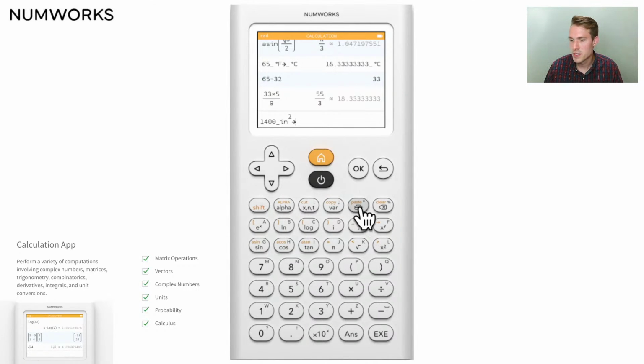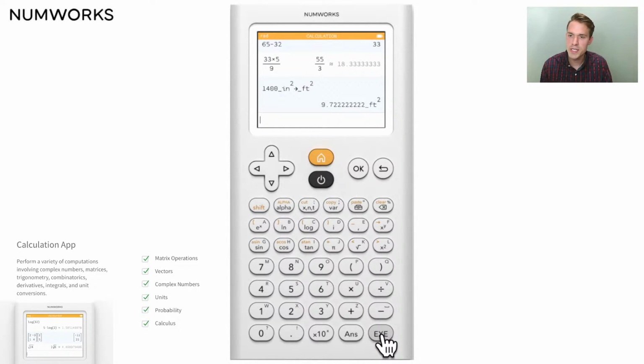So I can go into the toolbox and find square feet, but I can also type those units manually. So if I remember what my unit abbreviations are, I can just start with the underscore key, that's shift comma to get underscore, and then I'm going to hit this alpha button. I'll actually hit it twice. That's going to lock my alpha so that I can do both F and T, hit alpha again to unlock it, and then squared. So 1,400 inches squared is 9.72 feet squared.